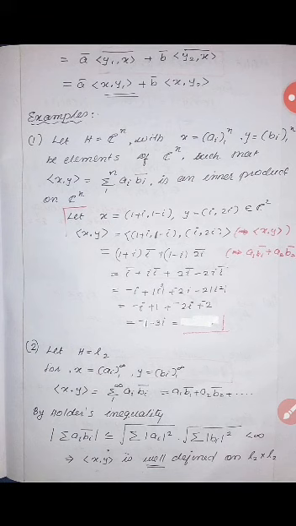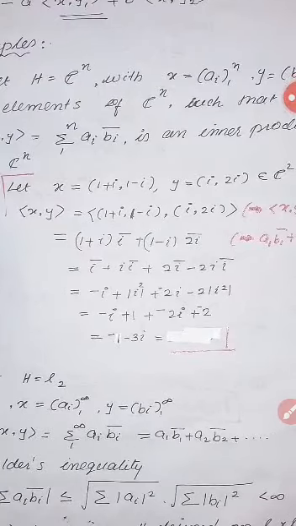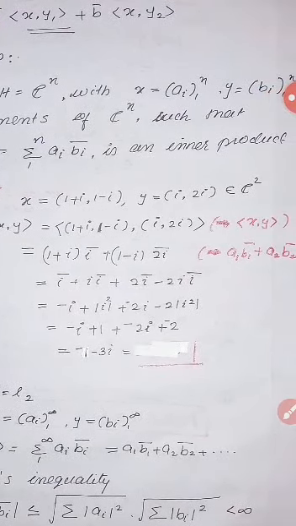Here is an example to show how to find an inner product in C^n. For example, we take C2 as our linear space, and we take two pairs, that is x equals (1 plus i, 1 minus i) and y equals (i, 2i), belonging to C2. Here we find the inner product of x comma y by using the formula, the sum of ai bi conjugate. That is, inner product of x comma y is equal to inner product of (1 plus i, 1 minus i) comma (i, 2i).